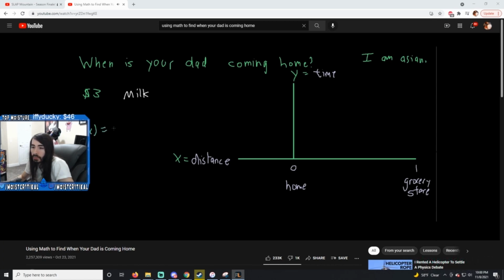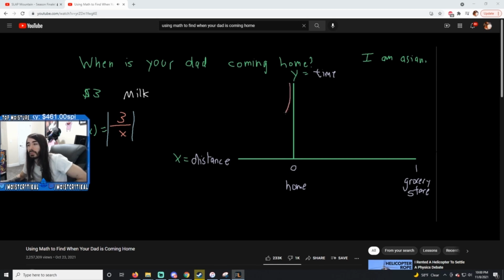The next step is to set up the equation. Your dad left with $3 and is going to obtain 1 liter of milk, which requires 1 trip to the grocery store, which is 1x distance away from your home. So that means the equation is $3 over x. But realize if x is negative, that means y is also negative, and time cannot be negative. So the equation is actually the absolute value of 3 over x.